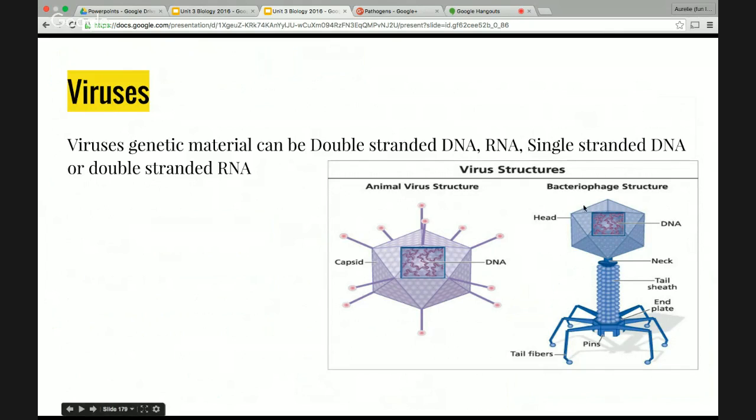Here is a picture of a bacteriophage. They have a head with the DNA in it. They have a tail, and that's where they attach to the bacteria. That's an animal virus. They usually look like that. So you've got the DNA on the inside and the capsid on the outside.